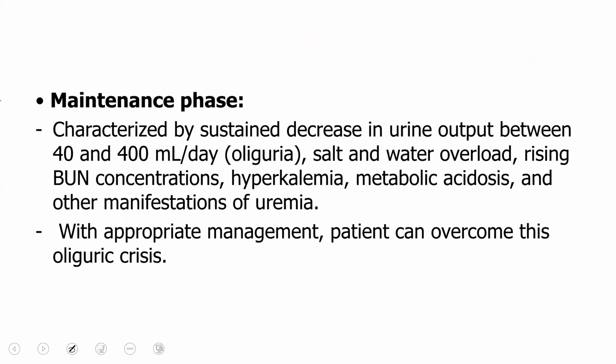So let us see the maintenance phase. It is characterized by sustained decrease in the urine output, and the urine output will decrease to such an extent that there will be decrease up to 40 ml of urine per day, and that is very severe. Along with that, there can be salt and water overload and rising level of BUN and creatinine ratio. Along with that, there will be hyperkalemia and metabolic acidosis, and all the manifestations of uremia that we can appreciate in the patient.